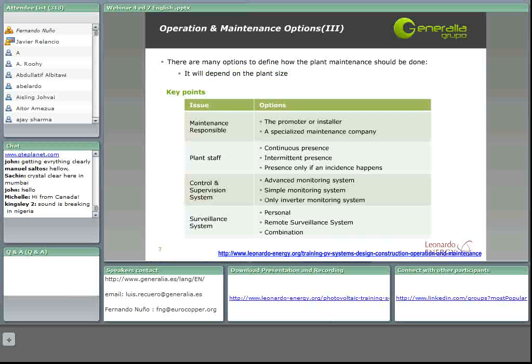Once we have already considered the enforced legislation, there are many options to define how the plant maintenance should be done. The key points to analyze should be: first, the maintenance responsible, which could be the promoter, the installer, or a specialized company. Then, we have to analyze the plant staff, where we can decide if we want continuous presence or intermittent presence, or even if we want to have a staff who moves to our solar plant only if an incident happens.